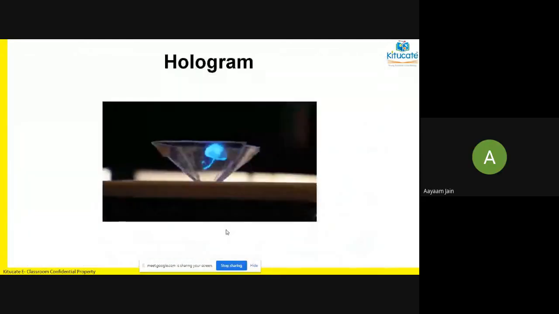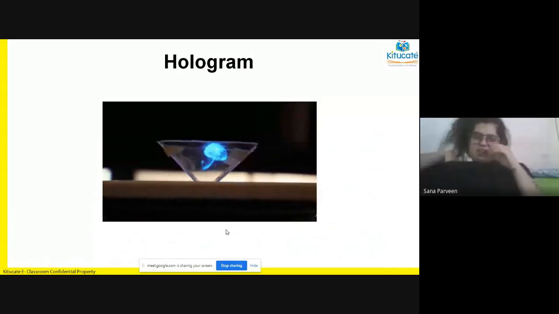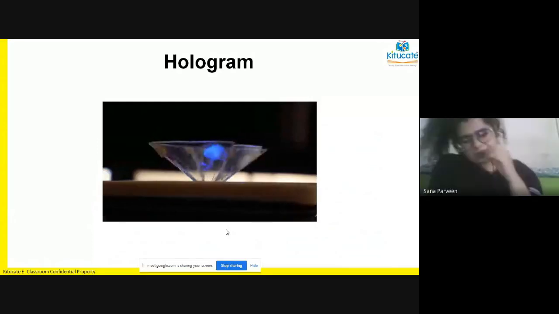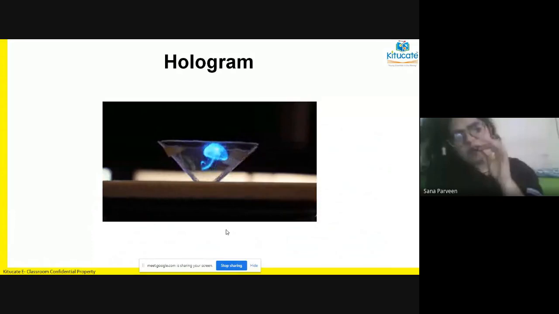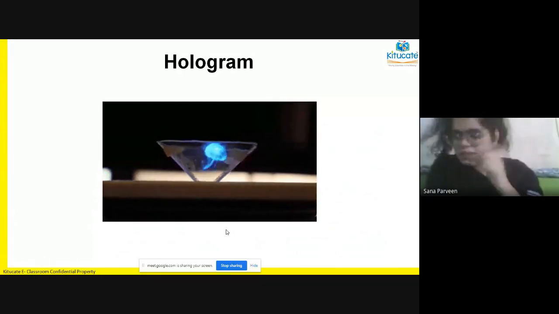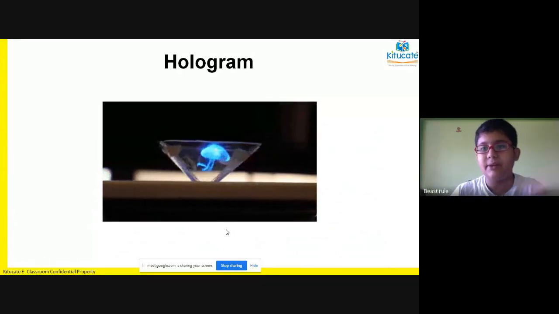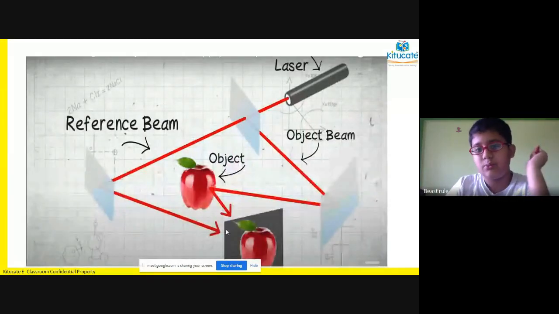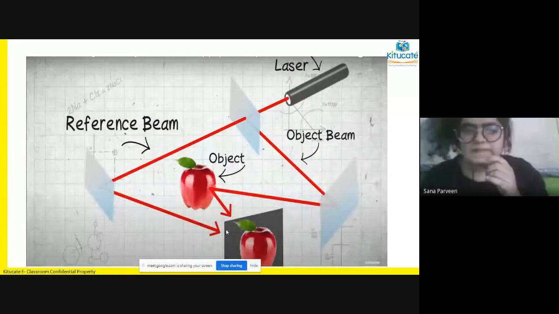Ma'am, but if there is a plane mirror, then it will bounce back. The laser won't take a turn. It will bounce back where it came from, right? See, we are not taking a mirror here. We're just taking a reflecting surface. It is not opaque from one side. It is transparent from both the sides. So we don't want it to be even reflected on that side if we move it to an angle.